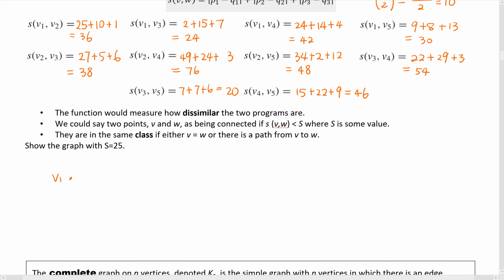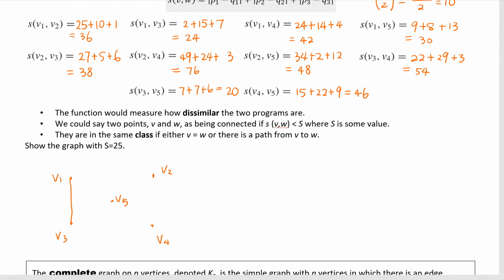So let's say V1, V2, V3, V4, V5 here. Okay, so if the dissimilarity between the 2 vertices is less than 25, then we build an edge between them. So V1 and V2, the dissimilarity is 36, so no edge between them. And then V1, V3, the dissimilarity 24, so there is an edge between V1 and V3. Okay, and then next one, V1, V4, 42 is so big. V1, V5, 30 is so big.